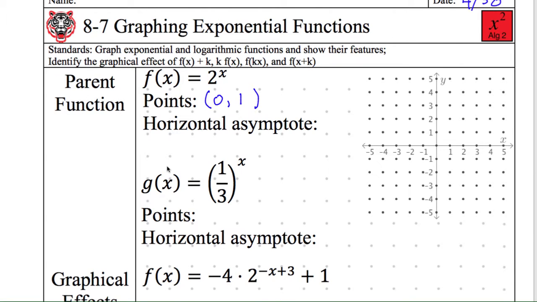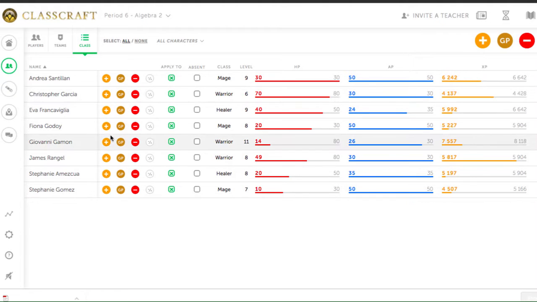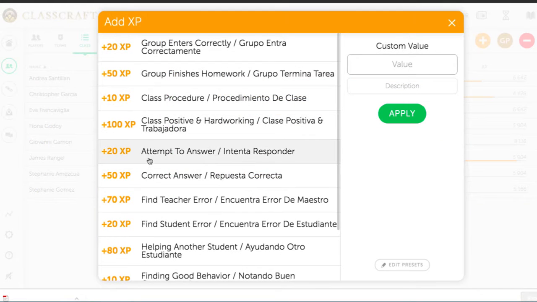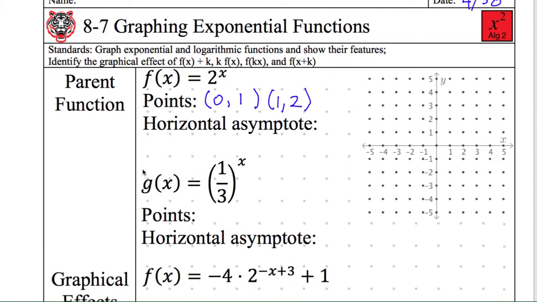All right. So that's one of the 3 points. Here's another one. 1, blank. Quiet raised hand. 1, and you're thinking I plug in 1 for x. When I plug in 1 for x into that function, I get out, Fiona. Yes, 2. Of course. 1, 2. As I'm writing these down, let's go ahead and graph these points also.